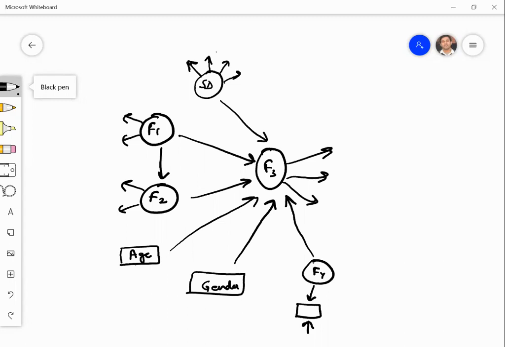Yes, and the next question was, you mentioned that at least one path going out of the latent factor should be constrained to one. Suppose a factor has got 5 items. Can I constrain any of the paths to one? Is that any one has to be constrained? Any reason as to why it has to be constrained?